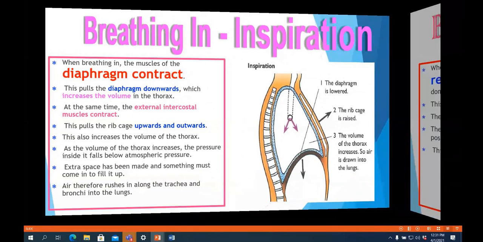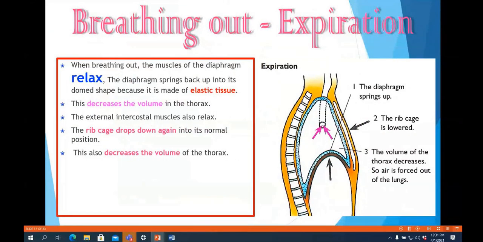Now let's check out what happens during expiration, meaning exhaling carbon dioxide out of your body. When breathing out, the muscles of the diaphragm relax. The diaphragm springs back up into its dome shape because it is made up of elastic tissue. This decreases the volume of the thorax, and the external intercostal muscles also relax, and the rib cage drops down again into its normal position. This also decreases the volume of the thorax, pushing the carbon dioxide out of your lungs.